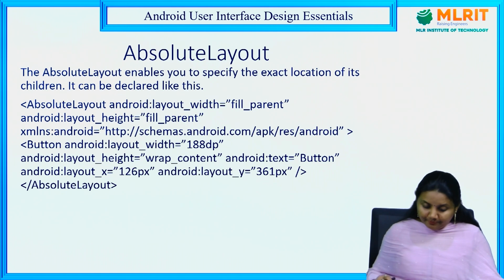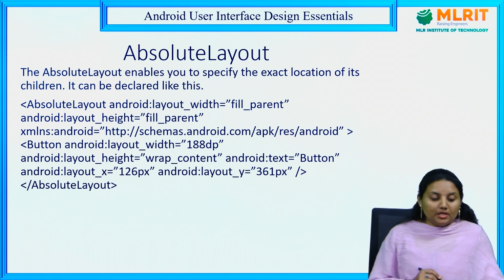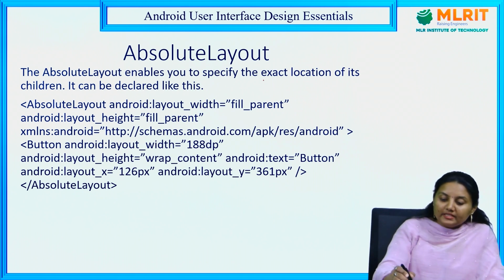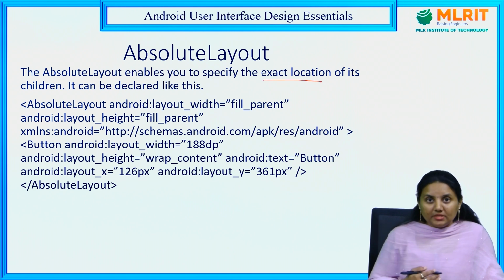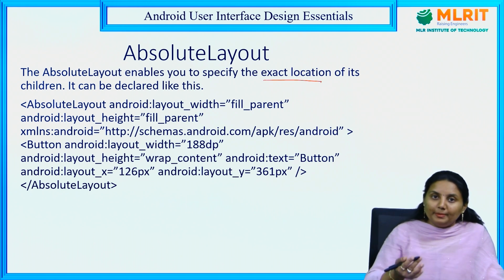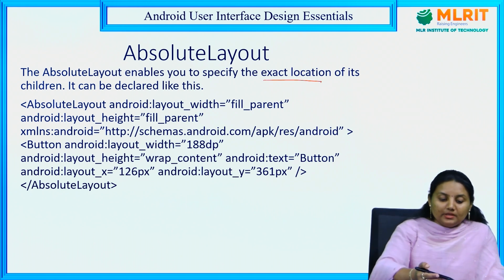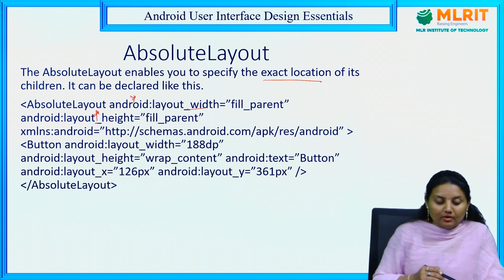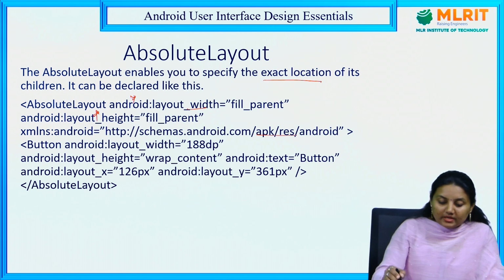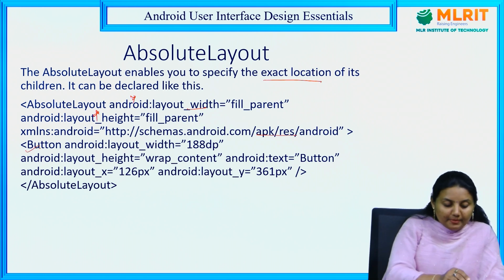Then moving further, we have absolute layout. It enables you to specify the exact location of its children. So when you have sub elements, all the sub elements will be the children of the parent tag. What is the parent tag? Absolute layout. Here also there are two mandatory fields: layout width and layout height. Then this is where we have given android. Then button, and the absolute layout is closed.